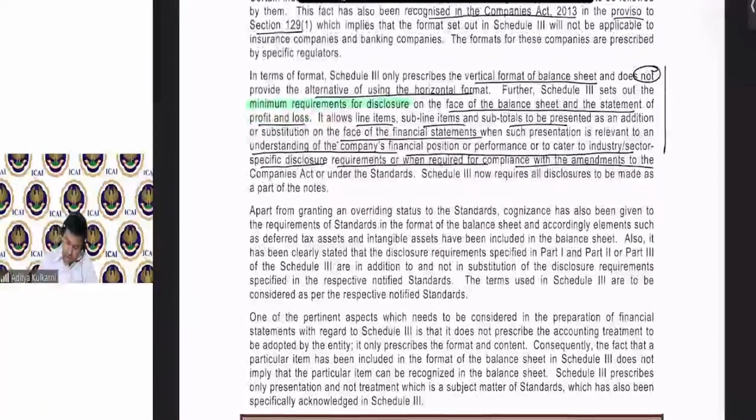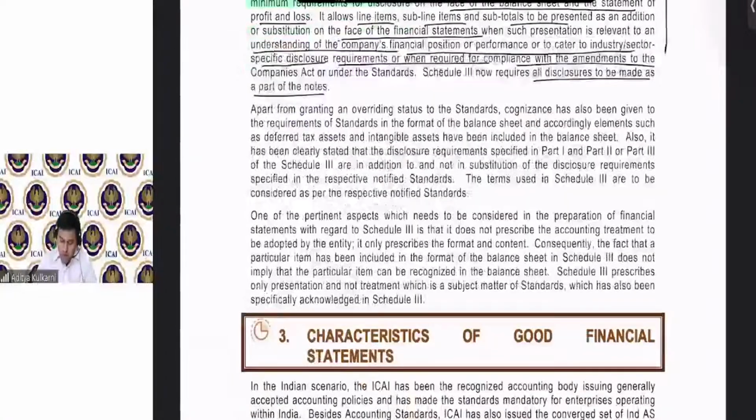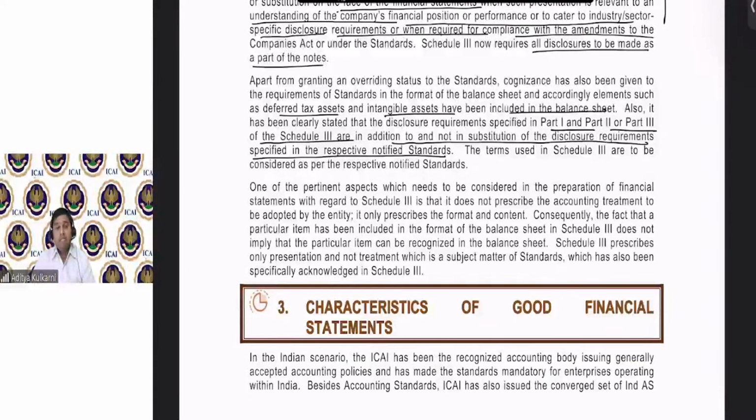Schedule 3 now requires all disclosures to be made as a part of the notes. Apart from granting an overriding status to the standards, cognizance has also been given to the requirements of the standards in the format of the balance sheet, and accordingly, elements such as deferred tax assets and intangible assets have also been included in the balance sheet. It has been clearly stated that the disclosure requirements specified in Part 1, 2, or 3 of Schedule 3 are in addition to and not in substitution of the disclosure requirements specified in the respective notified standards. So in our standards, we have disclosures, and the disclosure requirements in Schedule 3 are in addition to those. It is not in substitution of that.